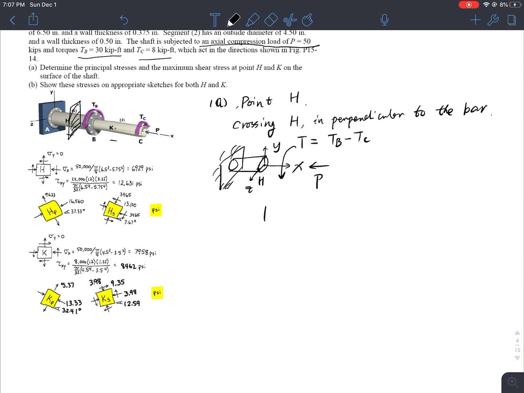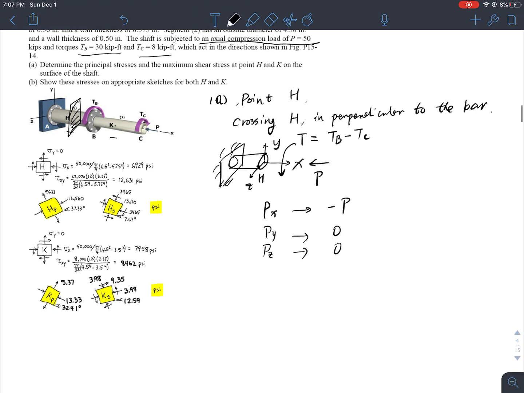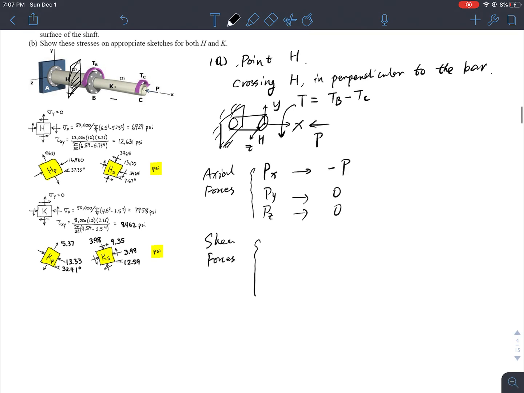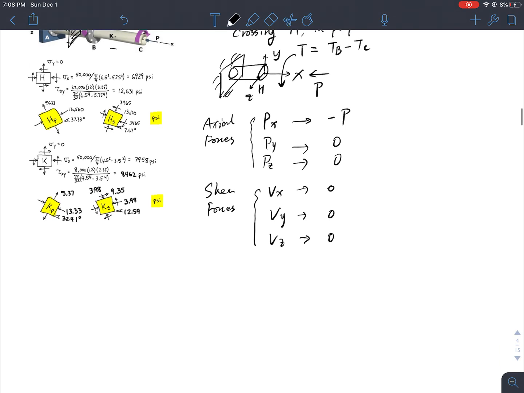Okay, so let me list my little table here. So my forces, right? I have an axial force now. So let's say Px, equal to P, actually negative P in terms of compression. And Py equal to 0, Pz equal to 0, of course, right? So Py, Pz, all 0. Okay, so how about shear? So this is axial forces. And this is shear. How about shear? So I don't have any shear, isn't it? I have no shear in this case. Why? Because all my forces are along the x direction, right? All my forces are along the x direction.